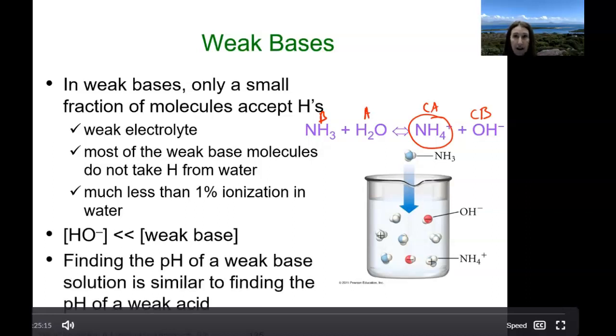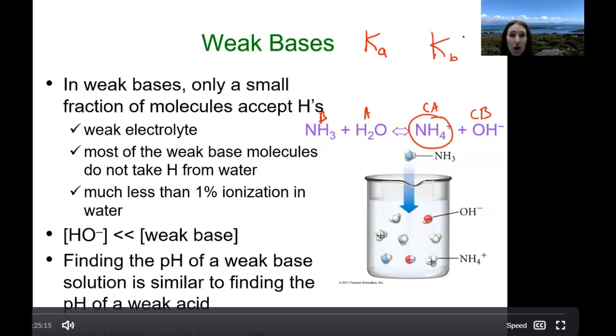Finding the pH of a weak base is super similar to a weak acid, except one piece. The process is exactly the same. But when we have a K and we're talking about an acid, it's a Ka. If we have a K and we're talking about a base, it's a Kb.